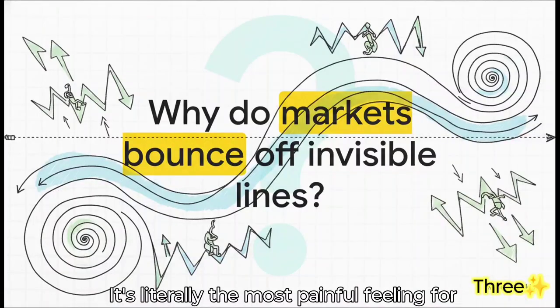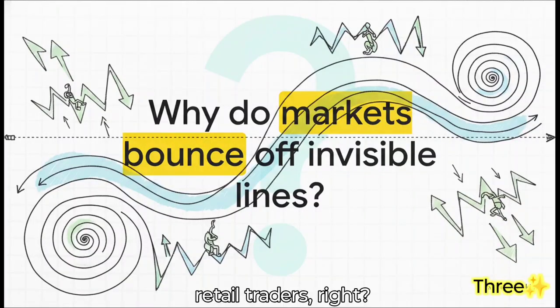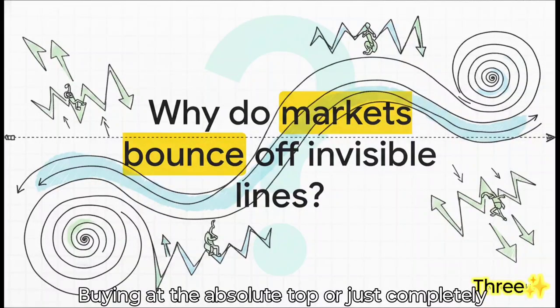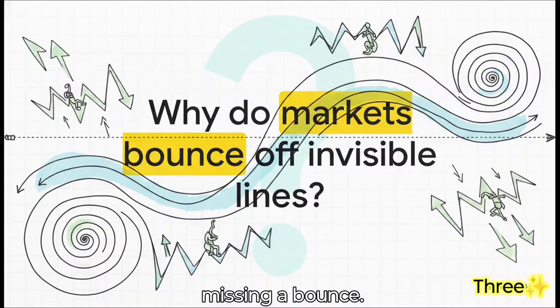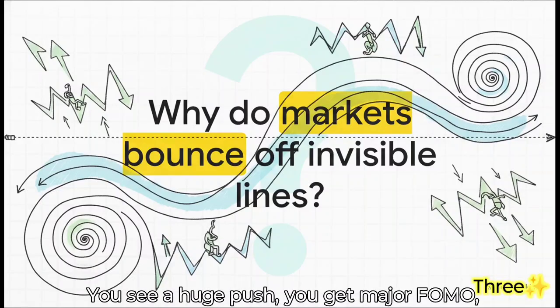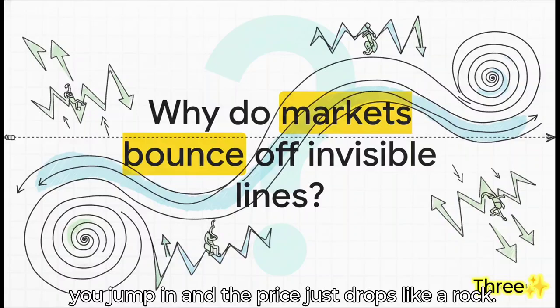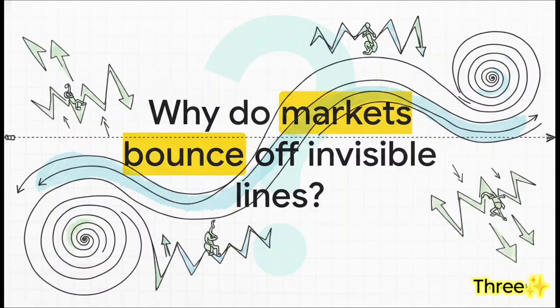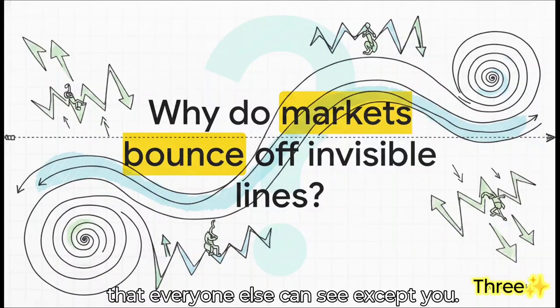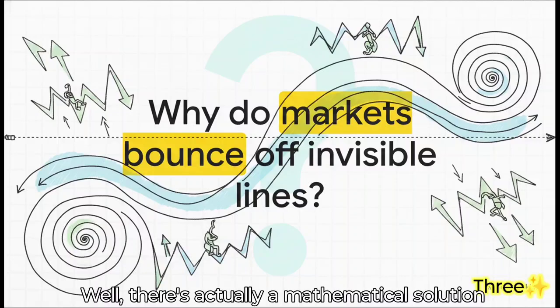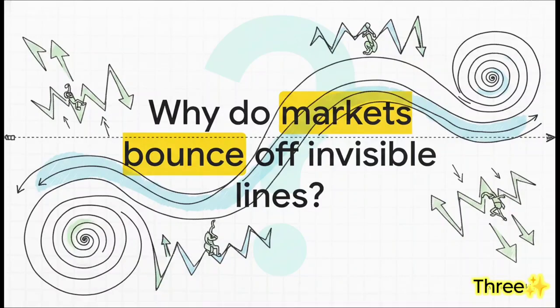It's literally the most painful feeling for retail traders, right? Buying at the absolute top or just completely missing a bounce. You see a huge push, you get major FOMO, you jump in, and the price just drops like a rock. It's like there are these invisible lines on the chart that everyone else can see except you. Well, there's actually a mathematical solution to this chaos.